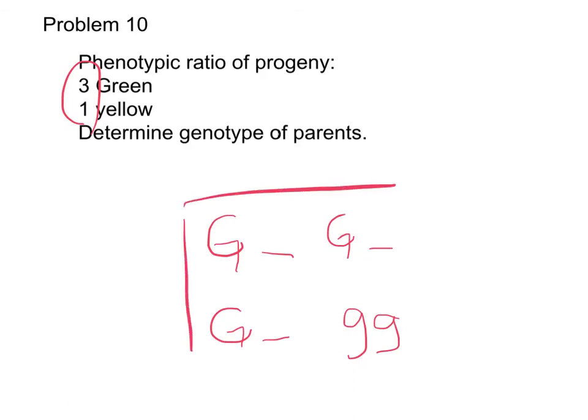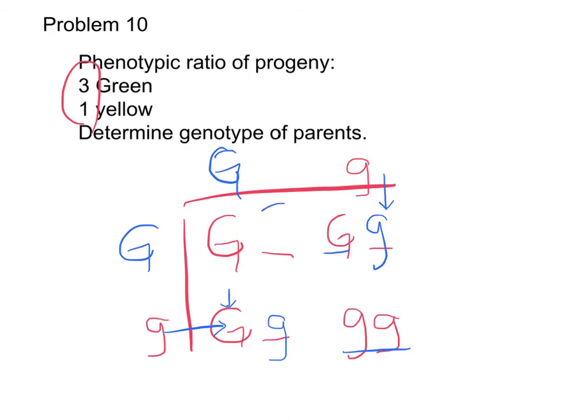Working backwards then, we can fill in that these 2 parents have to have at least 1 little g to provide the alleles for this recessive individual. And then that means this has to come from this parent, and this has to come from this parent, which means this has to be a big G to provide for that, and this one then has to provide a big G for this. And so we end up with 3 green to 1 yellow, with the parents of the progeny both being heterozygous.